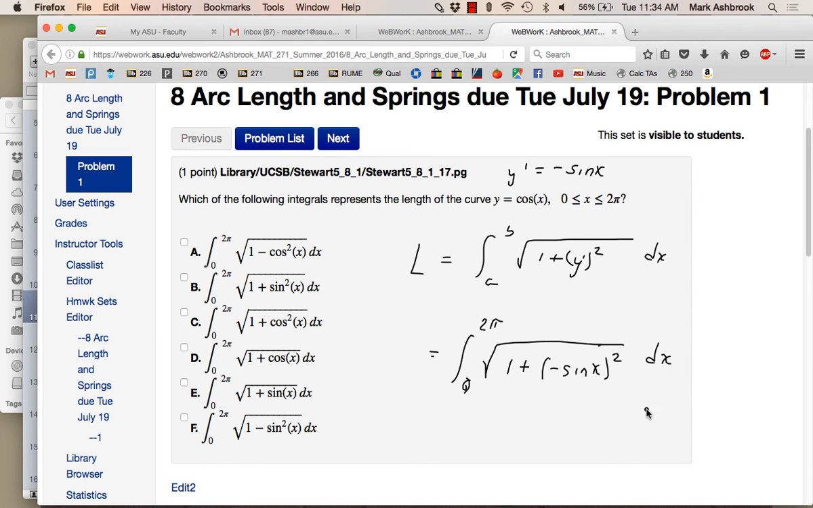So is the opposite of sine x squared? Is that negative sine squared x? So it's going to be 1 plus what? Or 1. That's the same as this, right? So the answer is B.